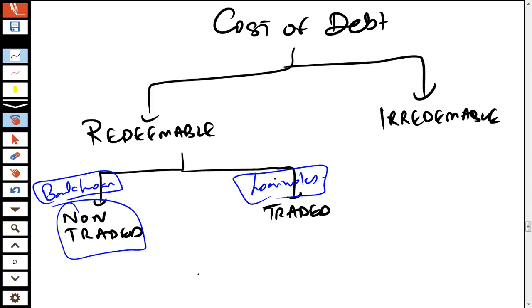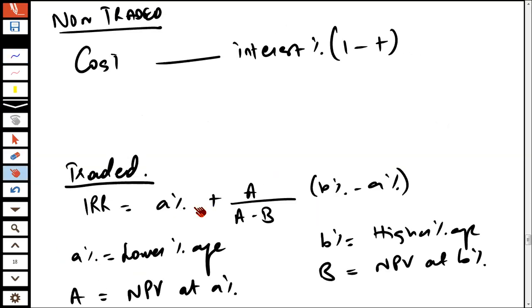Okay. So now, how exactly do we calculate the cost of debt on redeemable and irredeemable debts? Let's have a quick discussion about them one by one. When we talk about the non-traded debt, how exactly do you calculate its cost? Again, non-traded debt means the bank loan.